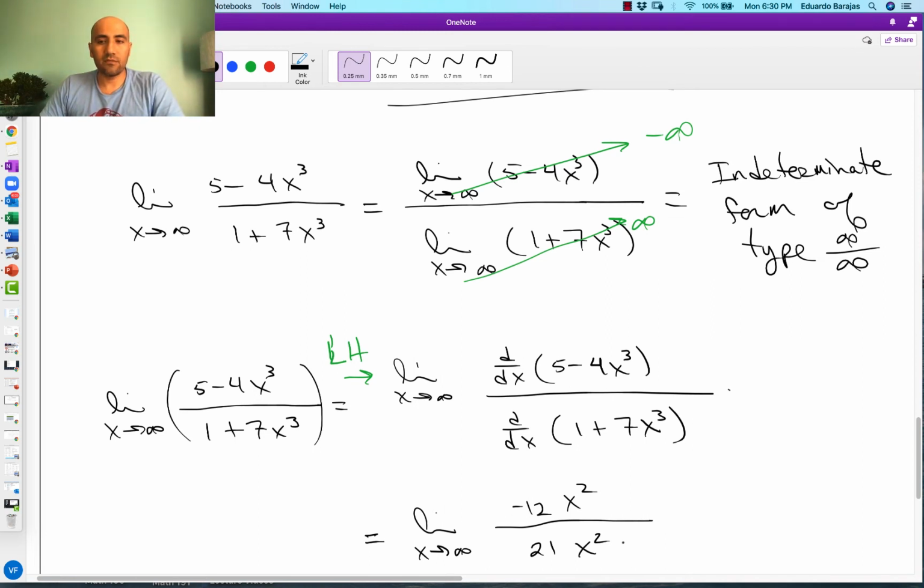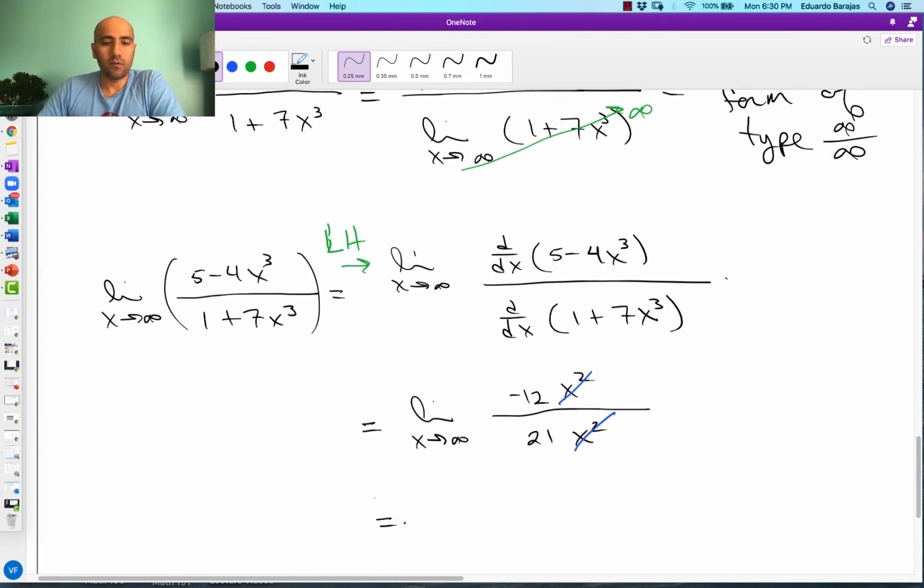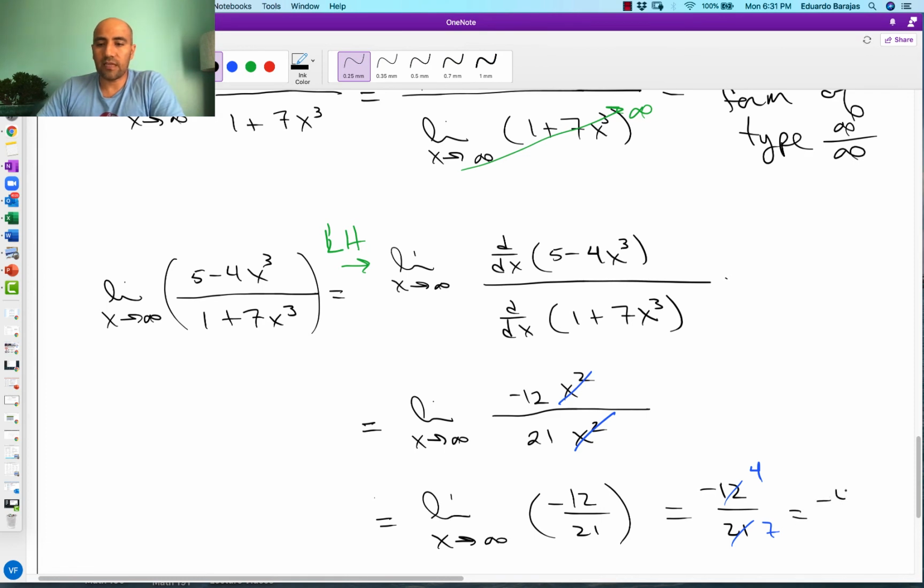Now these x squared terms cancel, and we're left with just the limit as x goes to infinity of negative 12 divided by 21, just a constant. So the answer is just that constant, negative 12 divided by 21, which can be reduced. 3 goes into 12 4 times, 3 goes into 21 7 times. So our answer is negative 4/7.